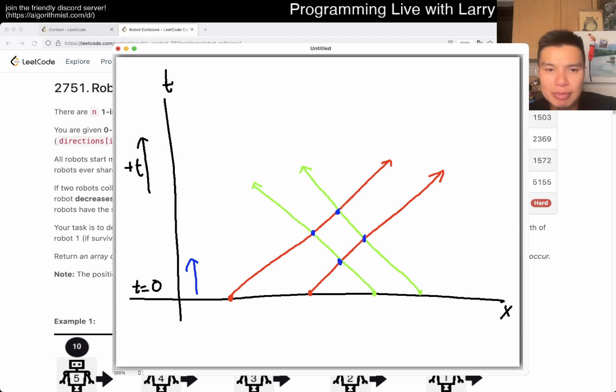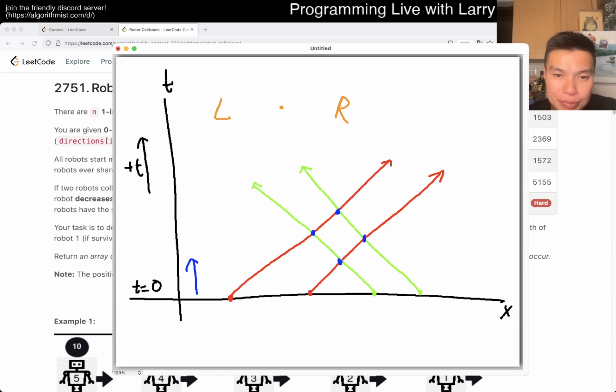Let me change the color again. Given L robots facing left and R robots facing right, there are going to be L times R intersections, right? I think this is very basic, so I'm not going to go over why. Hopefully this makes sense. There are just that many intersections between these lines, right? And I think that's how they teach multiplication these days, in some curriculum. I could be wrong.